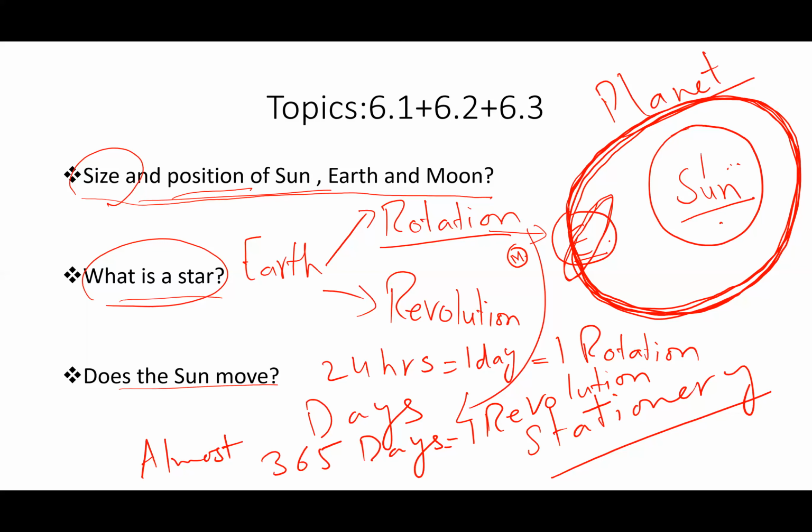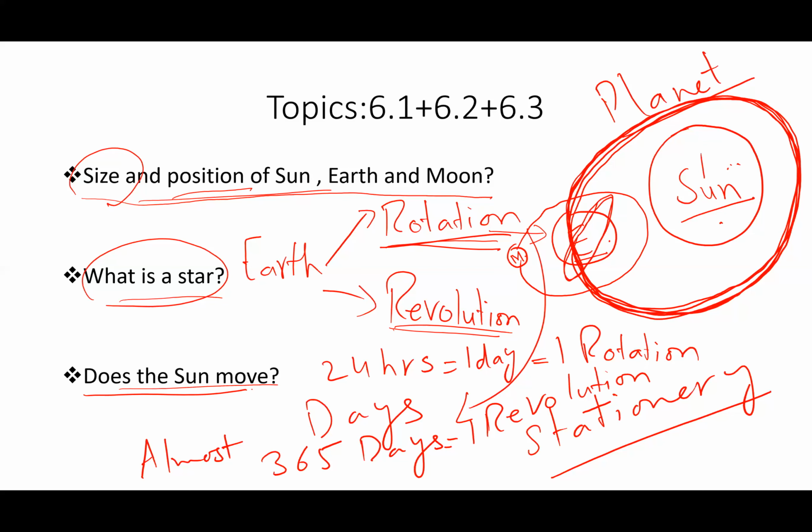This is the movement of the Earth. So it has 2 kinds of movements, rotation and revolution. Rotation is the movement of the Earth around its own axis, and revolution is the movement of the Earth around the Sun. Now comes the Moon. Moon is revolving around the Earth. It has a simple kind of movement, and it's all the time revolving around the Earth the same way as the Earth is revolving around the Sun.